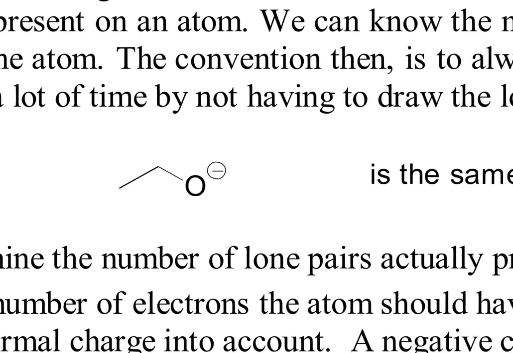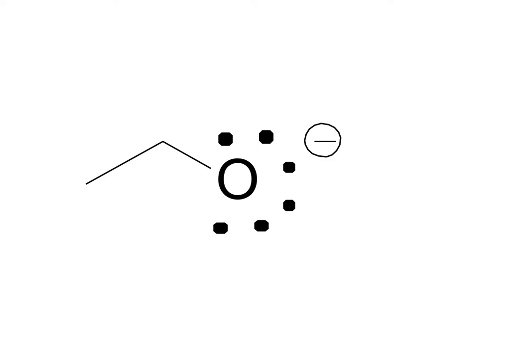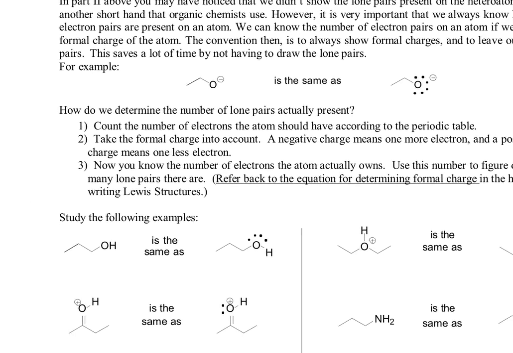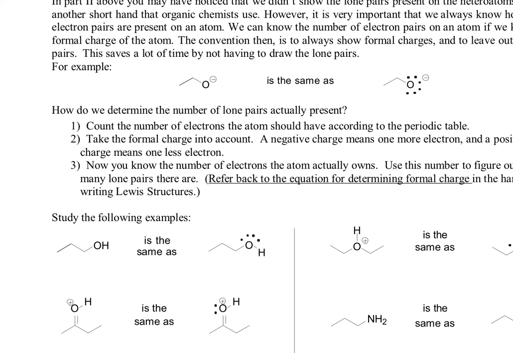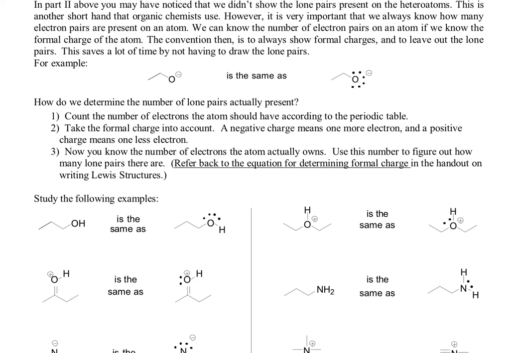For example, this is the same as that. You still have to draw the negative charge, so just leave the dots out. How do we determine the number of lone pairs actually present? 1, count the number of electrons the atom should have according to the periodic table. 2, take the formal charge into account. A negative charge means 1 more electron. A positive charge means 1 fewer. And then 3, now you know the number of electrons the atom actually owns. Use this number to figure out how many lone pairs there are. Refer back to the equation for determining formal charge in the handout on writing Lewis structures.